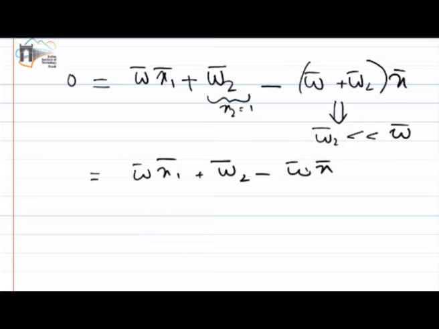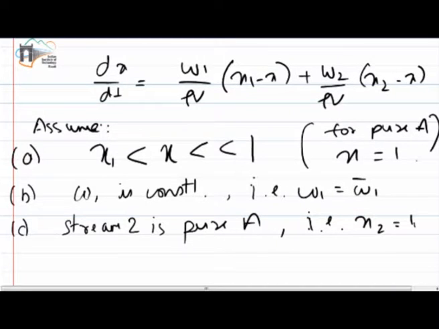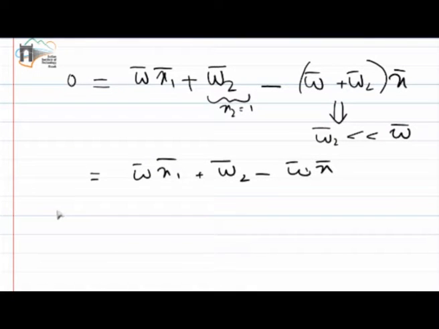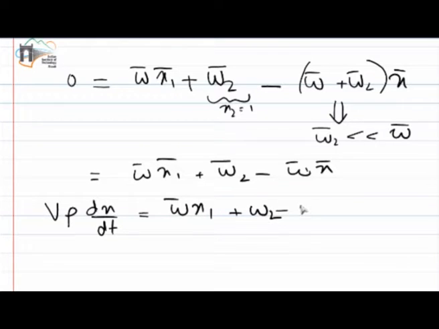Okay. So similarly, if I use the same assumptions in this equation, I would have... note that the bar symbol denotes the constant quantity. So now I have three variables: x, which is the output, and x1 and w2, which are the inputs to the system.